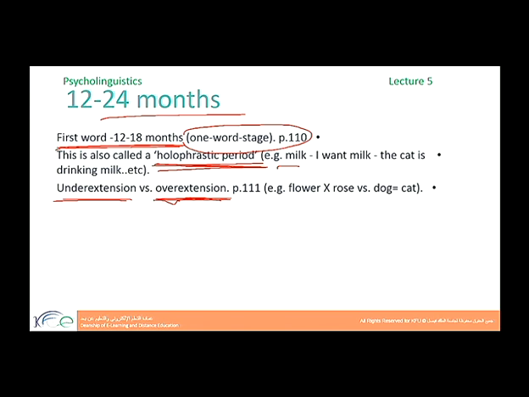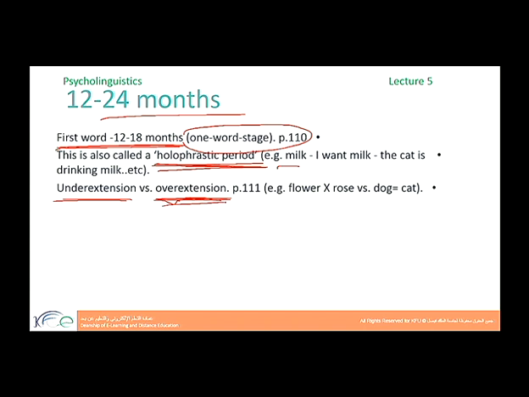So you use the same meaning to refer to several things. Let's take this example. The child learns the word dog. The next day, the child is watching a movie and there's a horse in the movie. The child says dog, referring to the horse. This is called overextension.